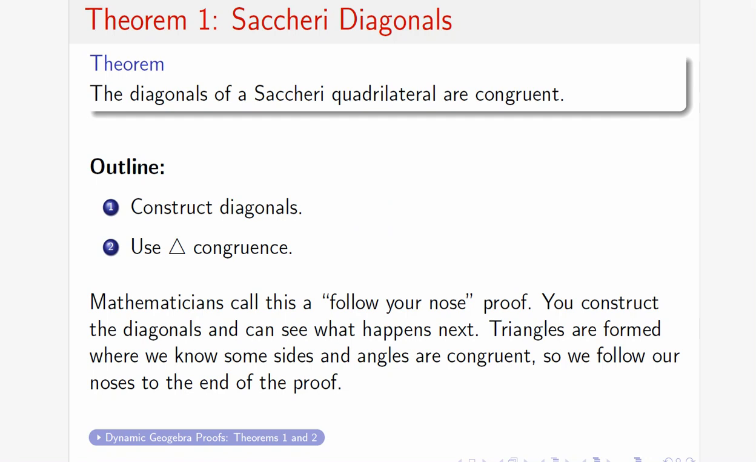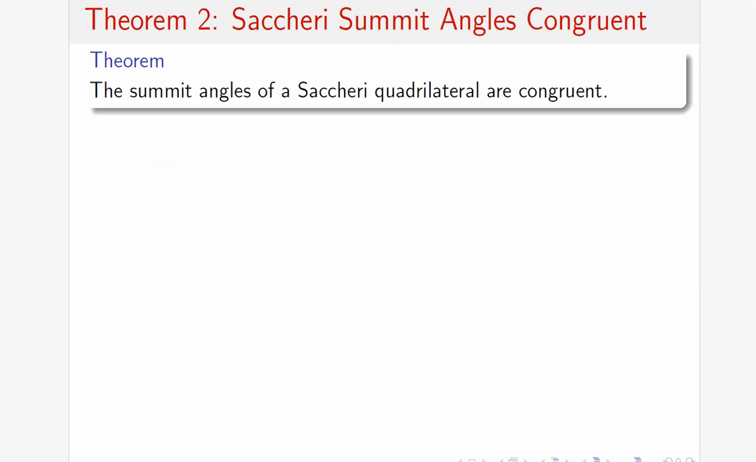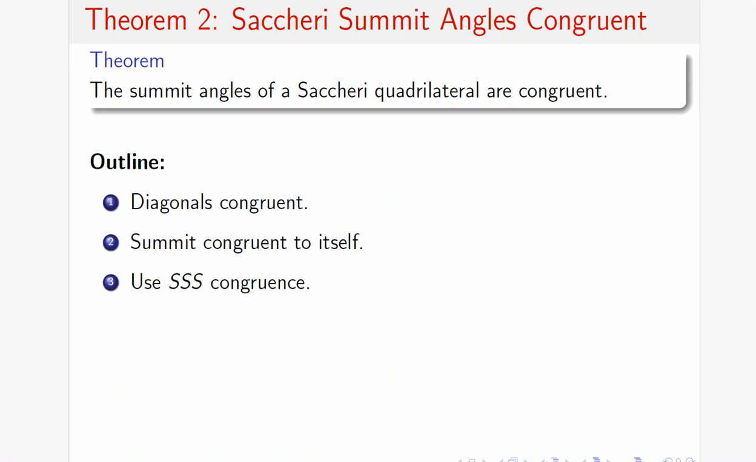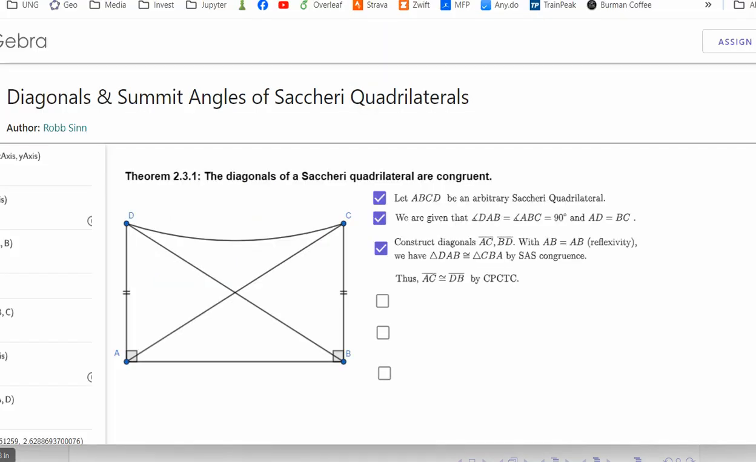Sorry. Let me advance the slide if I can. There we go. So the Saccheri summit angles are congruent. We know that diagonals are congruent, and so we're going to use some triangle congruences again, and I think it will make sense once you see it. So let's jump back into this proof.